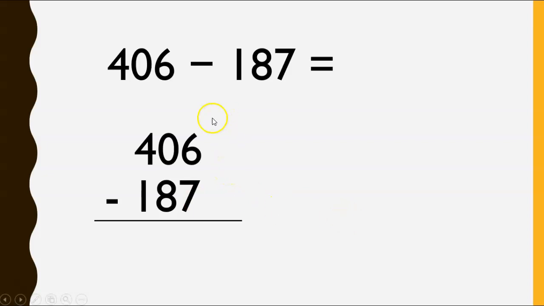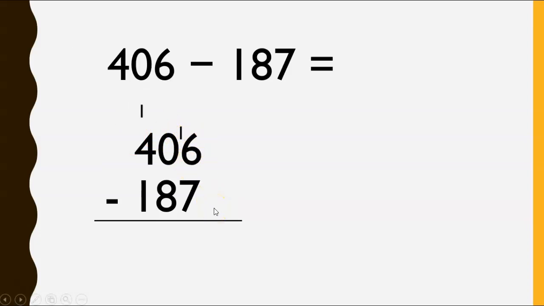Can I take 7 away from 6? No, I cannot. Now let's look ahead. Can I take 8 away from 0? No, I cannot. So I can't take anything from here yet. So we need to go to the next one, which is the hundreds. So we're going to give that 1, that 10, to the 6 to make it 16.